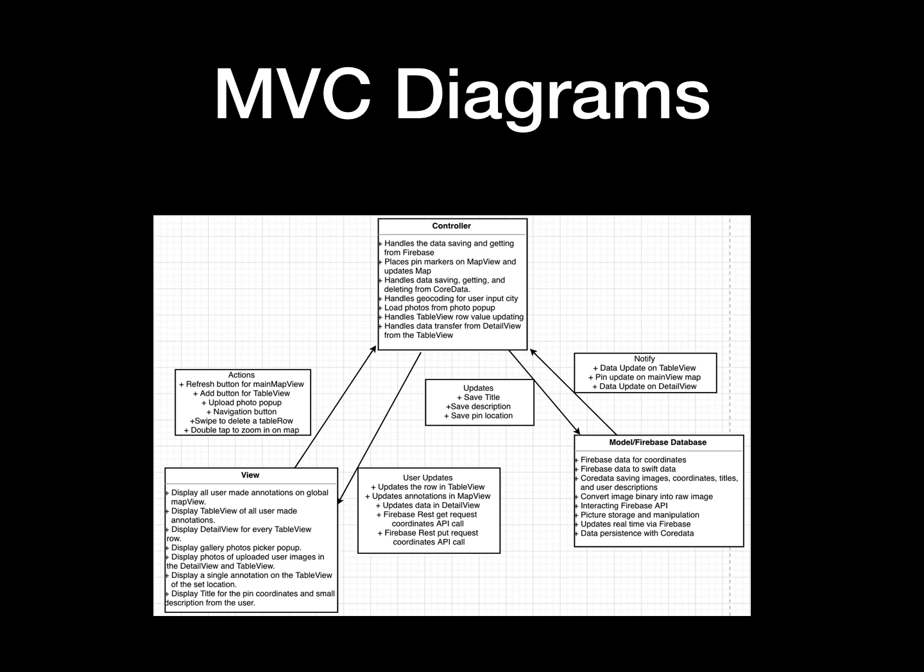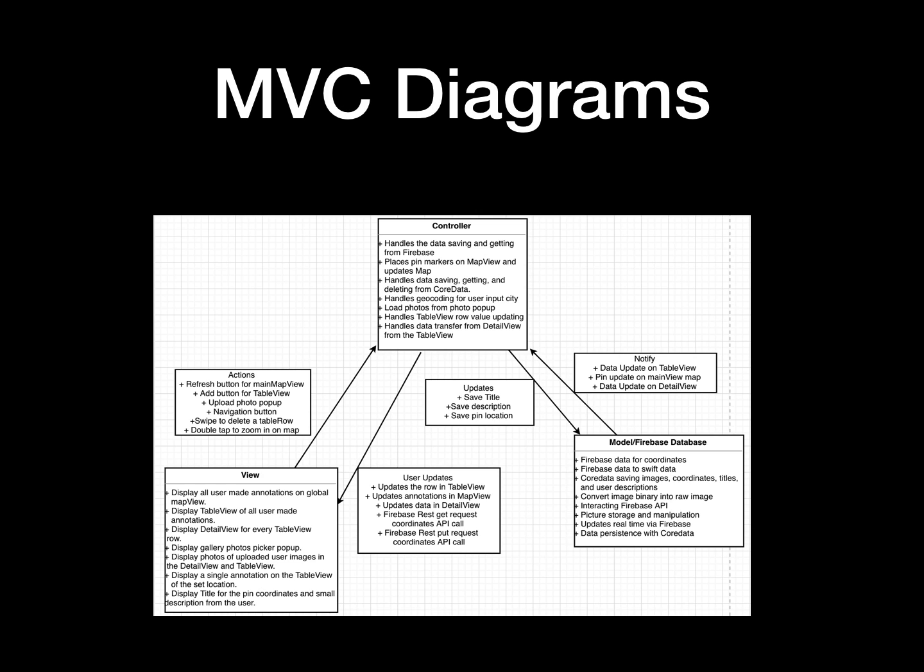So the model will have all the stored user data, in which the controller calls upon the model every time it wants to retrieve or update data. So Firebase and Core Data will store all the images, the coordinates, titles, and user descriptions, as well as converting the image to binary, and interact with the Firebase API, as well as data persistence with Core Data.